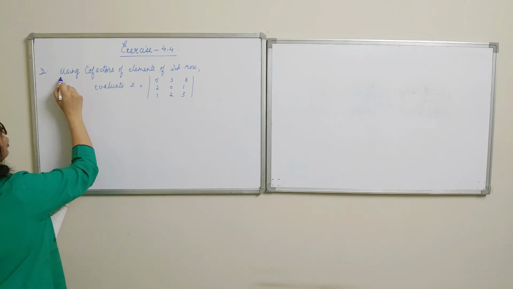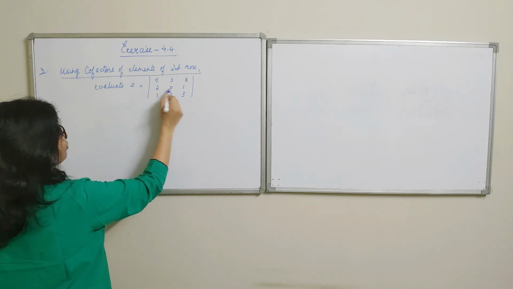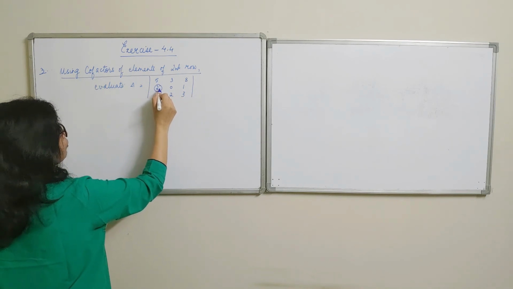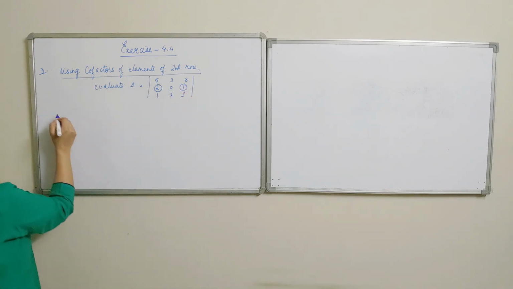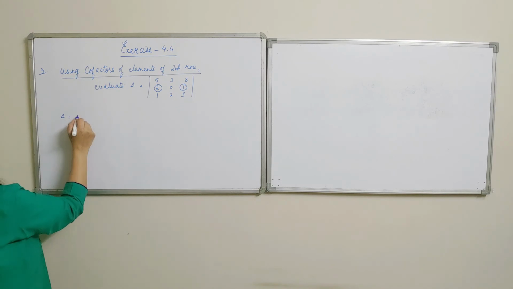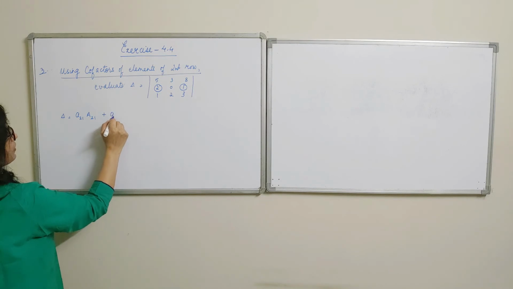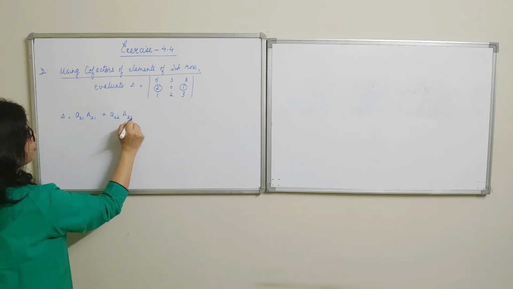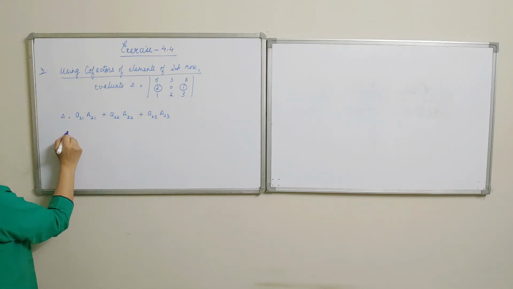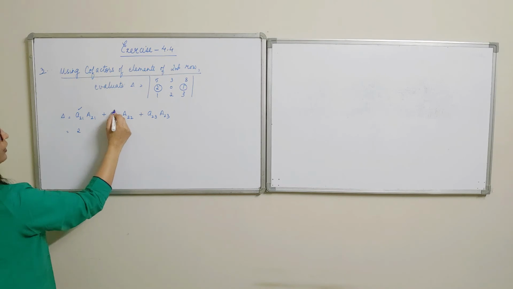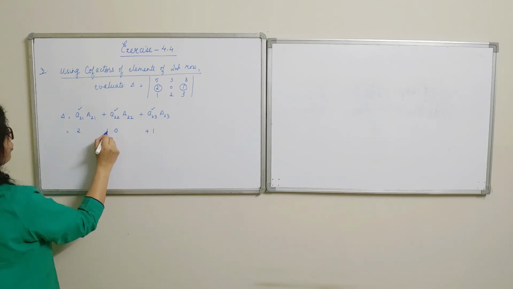Okay, now here using cofactors of elements of second row. Second row cofactors we have to find out. So this is the second row. When we find out the cofactors, these elements will change their signs. Alright, so if we do the question directly, the determinant is second row element A21 multiplied by its cofactor plus A22 multiplied by its cofactor plus A23 multiplied by its cofactor. This is the value of the determinant. So A21 is 2, A22 is 0, A23 is 1. So these elements is what we have written.